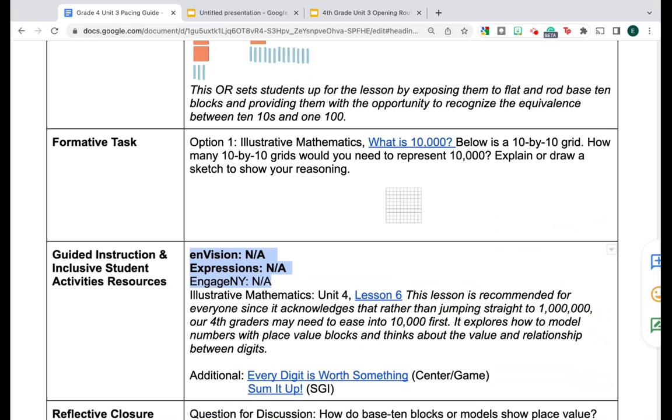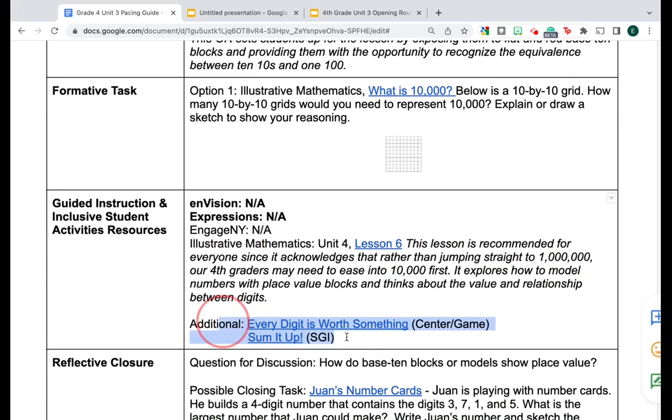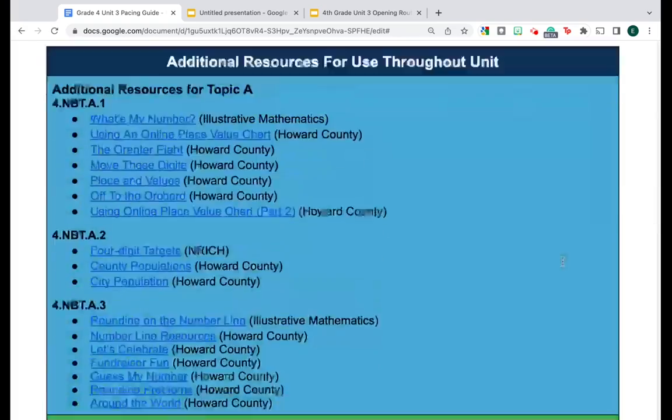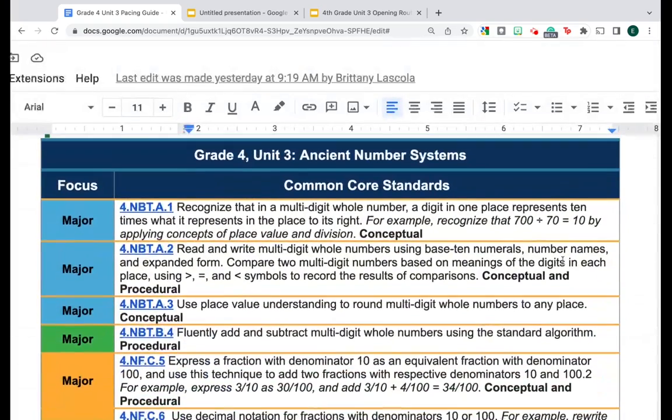But truly, the intention is that we're trying to help out by acknowledging that these resources don't have enough stuff. They don't have enough to help you. So we've added in days with other resources you can use to try to meet your students' needs. Of course, you also have those additional resources like games and small group instruction to use during inclusive student activities. And hopefully that will be helpful as you work toward developing place value understanding in your students in 4th grade, Unit 3.